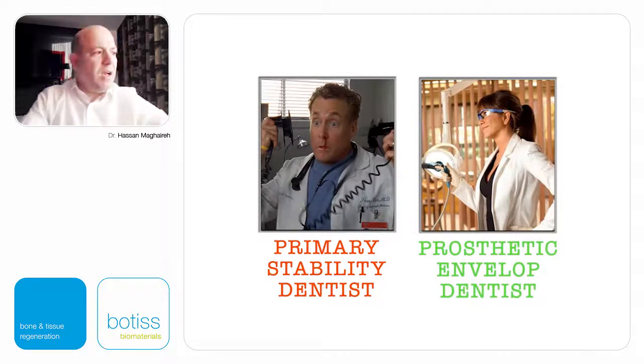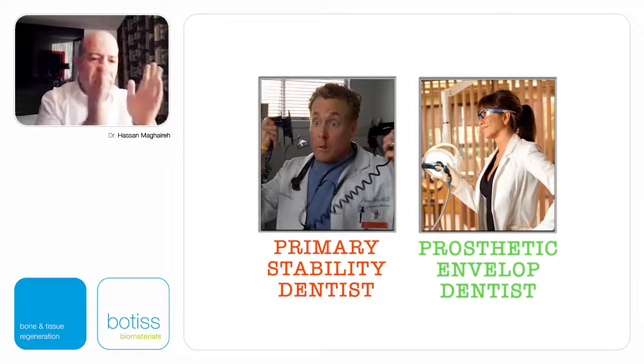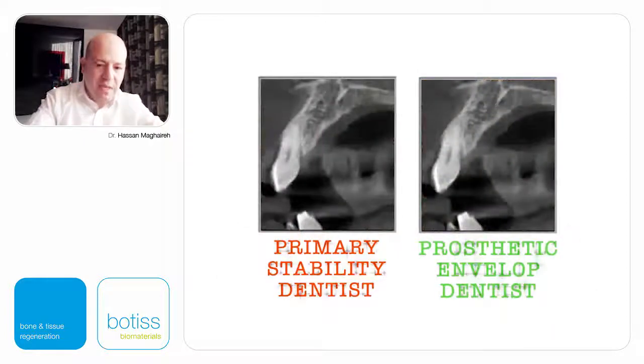I think I've been in this career for a while, and I could tell nowadays there are two different types of implant dentists. Some dentists just focus on the primary stability. They just want to place implants in bone to get really high stability so they can sleep well that night. Another dentist says, I can place this implant, but the challenge is going to be in the second stage when I come to restore this dental implant. So they focus on placing the implant within the prosthetic envelope.